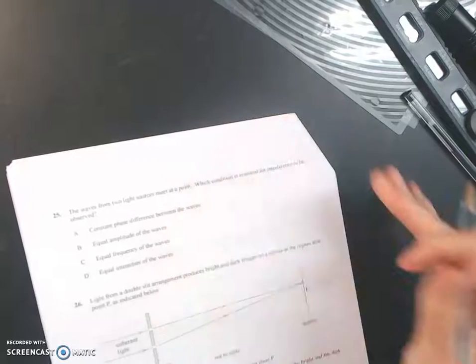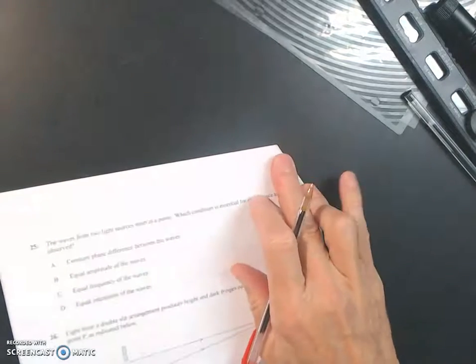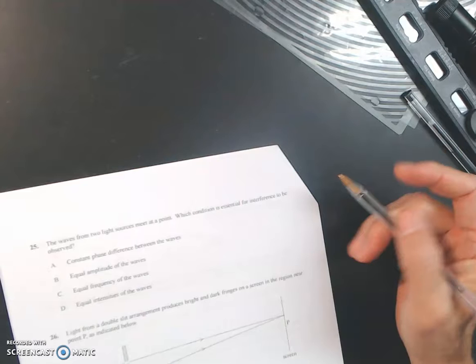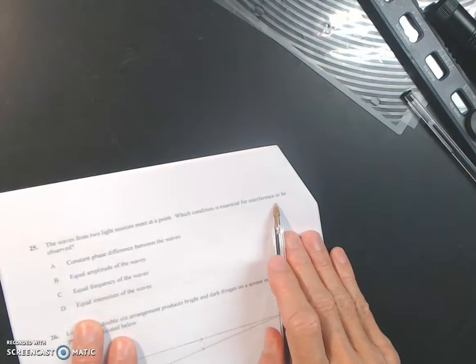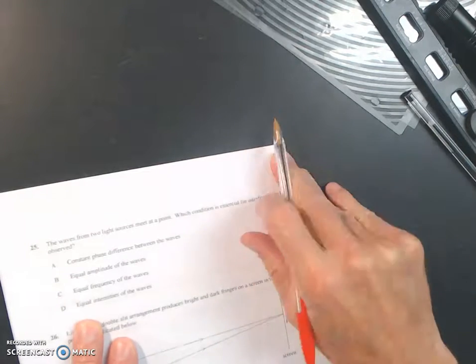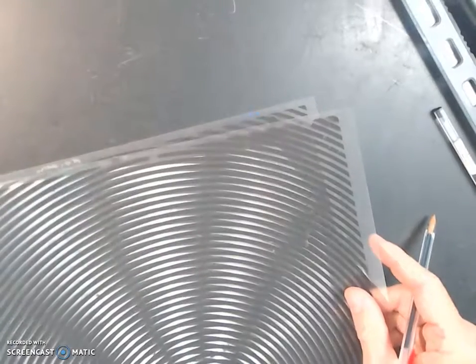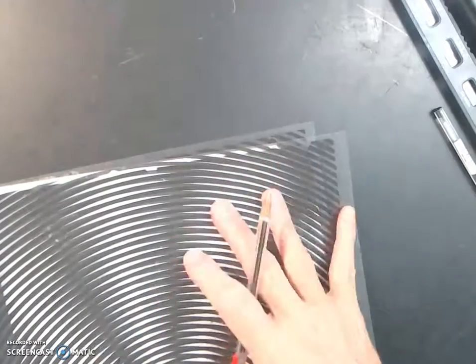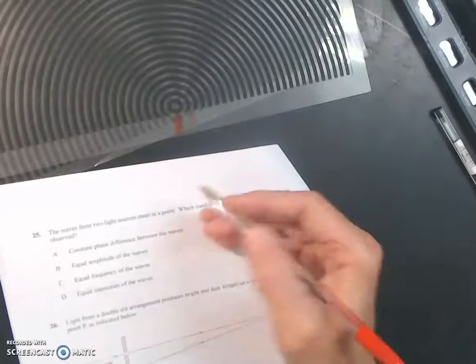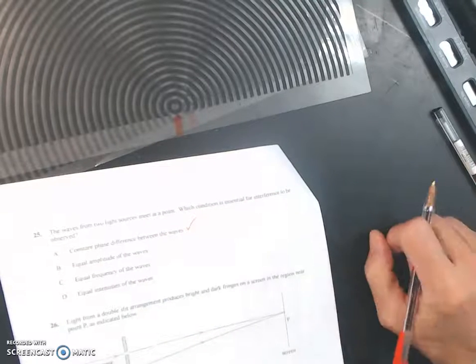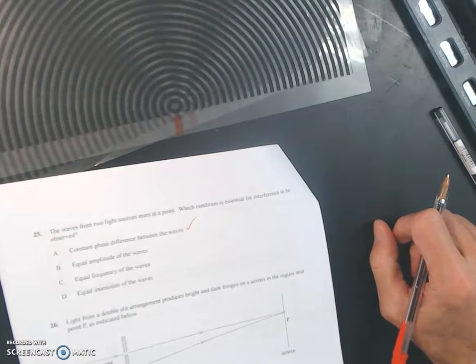25, we're asked, the waves from two light sources meet at a point, which condition is essential for interference to be observed. And so we would want to have constant phase between them, and we also want to have constant wavelength. We want the wavelength to be the same, so we say monochromatic and coherent. And so the best answer here that I see is constant phase between the waves, which looks pretty good for A being the right answer to 25.